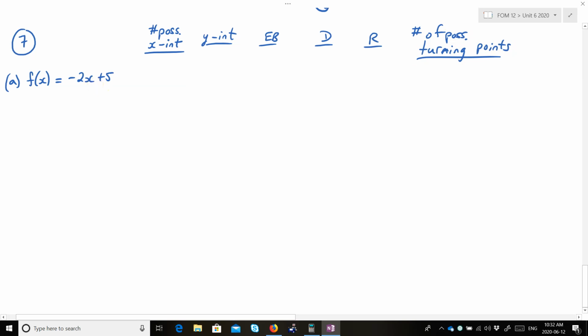Okay, this is an x to the 1. It's like this, negative slope. The number of possible x-intercepts is 1. The y-intercept is at 5. The end behavior goes from quadrant 2 to 4. For a straight line, domain is all real, and so is range. Number of possible turning points is 0.